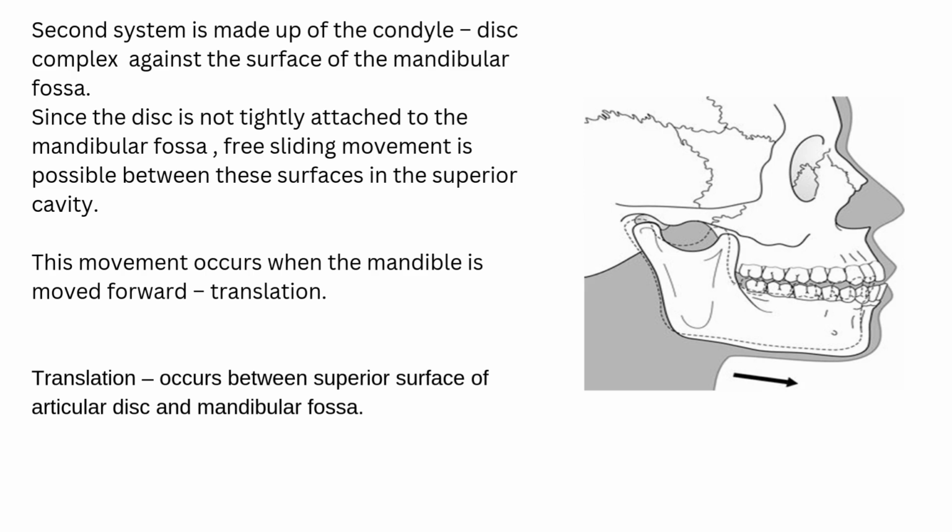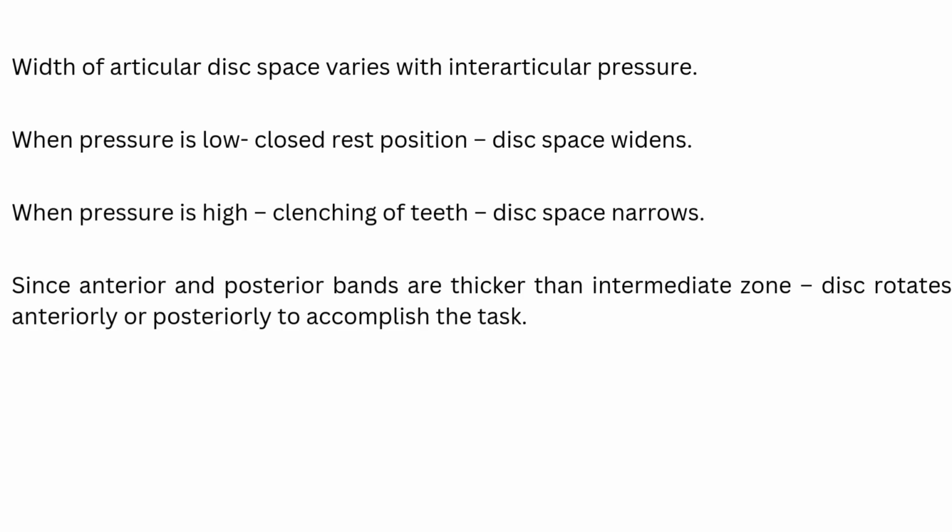disc and the mandibular fossa. In this, the width of the articular disc space varies with interarticular pressure. When the pressure is low, that is the closed rest position, the disc space widens, and when the pressure is high, that is when clenching of teeth is occurring, the disc space narrows. Since the anterior and posterior bands are thicker when compared to the center zone, the disc can rotate anteriorly or posteriorly to accomplish this task.